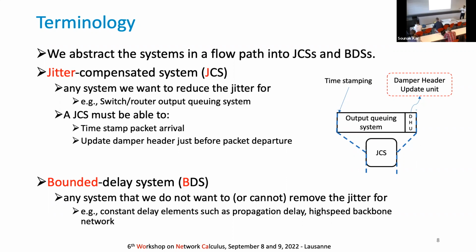Another category of these systems are the bounded delay systems. They refer to all systems that we cannot remove the jitter from, or we simply do not want to. For example, propagation delay is almost 0, so we can count it as a BDS, or the high-speed backbone network. We may not be able to necessarily timestamp the packets.